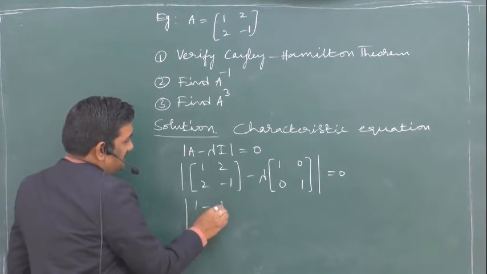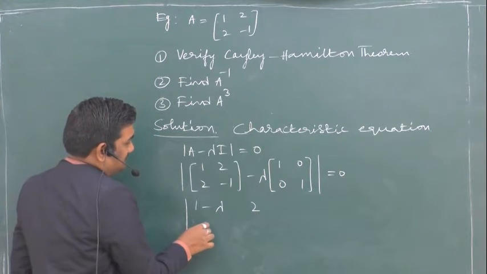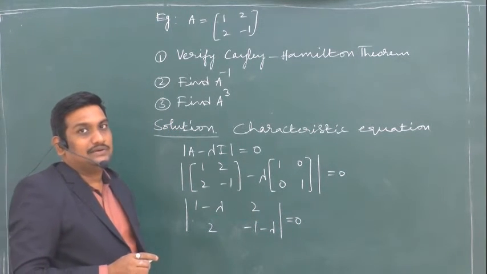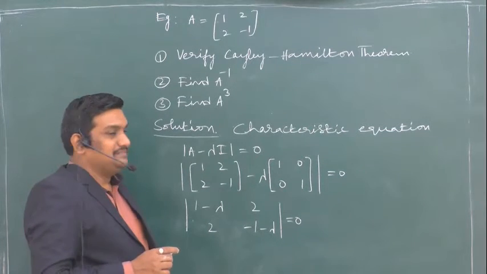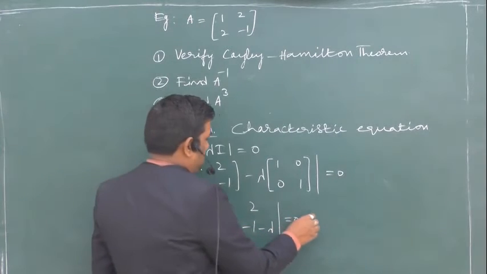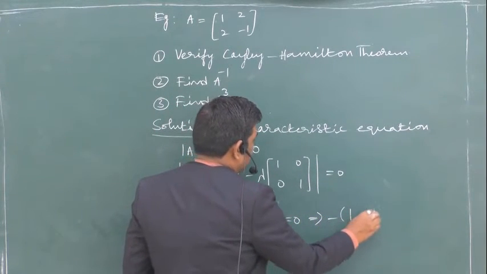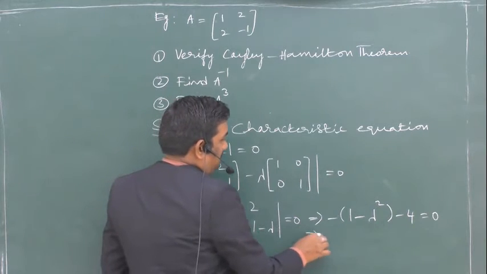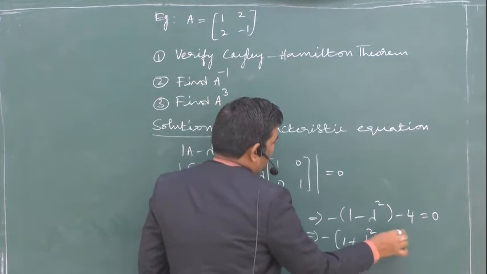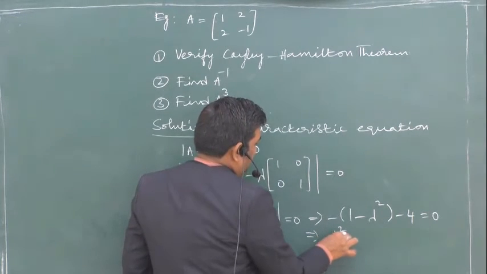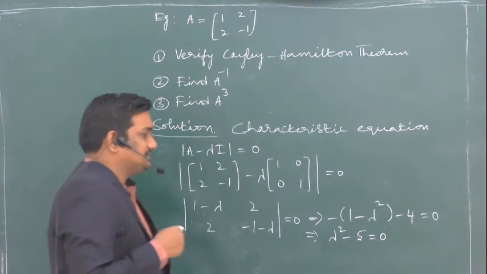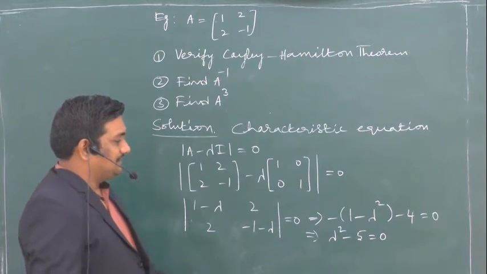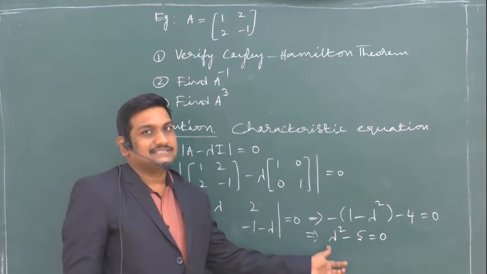It will be the determinant with entries 1 minus lambda, 2 minus 0, 2 minus 0, minus 1 minus lambda, equals 0. It is a 2 by 2 determinant. You can expand using the formula AD minus BC. So it will be minus of (1 minus lambda) square minus 4 equals 0. Okay, it will be minus of 1 plus lambda square minus 2 lambda, so it will be lambda square minus 5 equals 0. Using the formula, the characteristic equation is lambda square minus 5 equals 0.